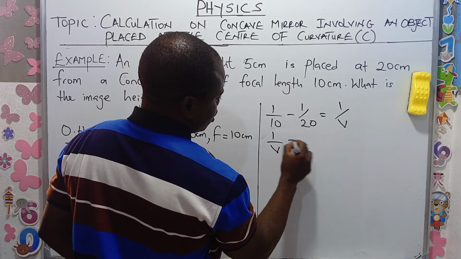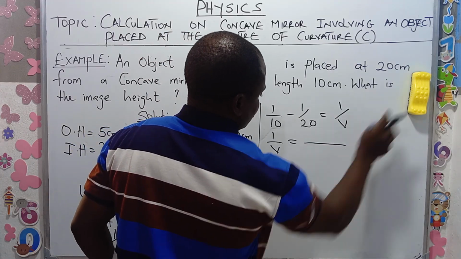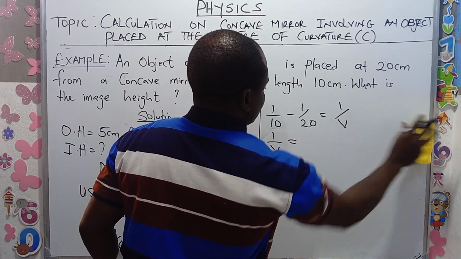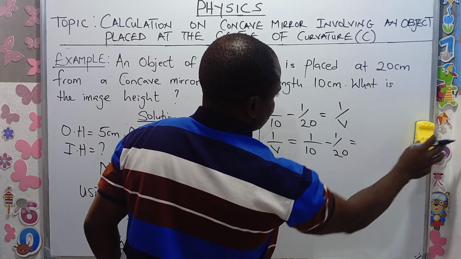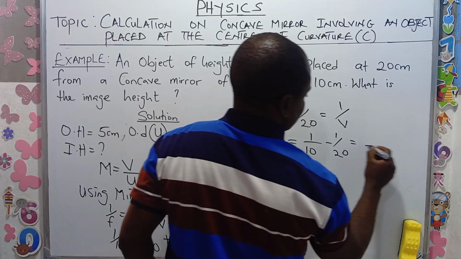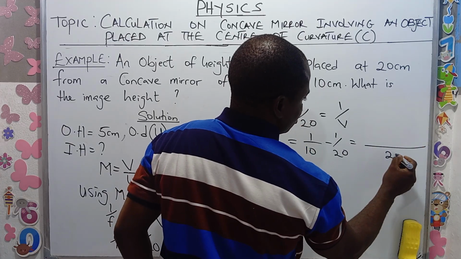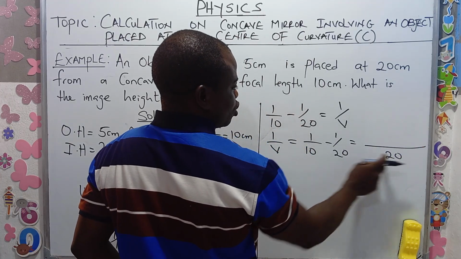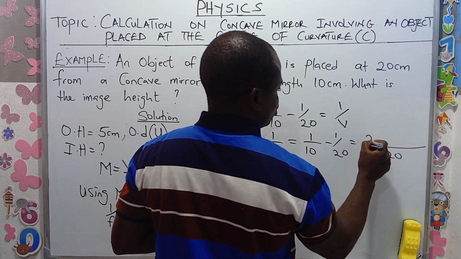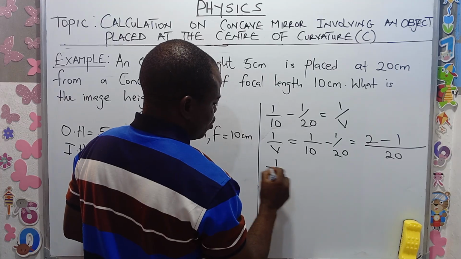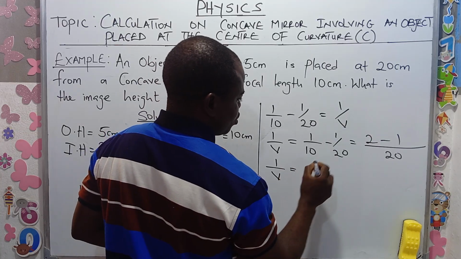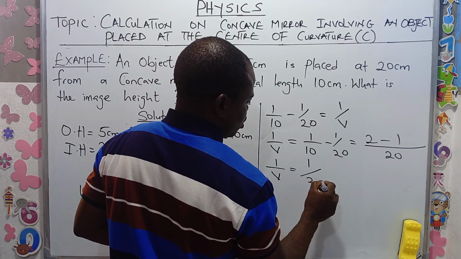1 over v, still the same thing, equals 1 over 10 minus 1 over 20. The LCM is 20. 10 goes into 20 2 times, 2 times 1, that's 2. Minus 20 goes into 20 1 time, 1 times 1, 1. You have 1 over v equals 2 minus 1, that is 1 over 20.